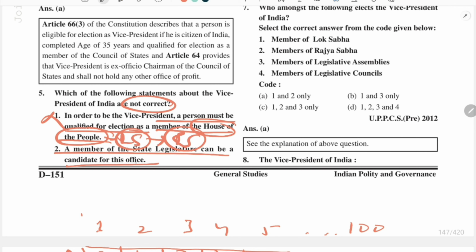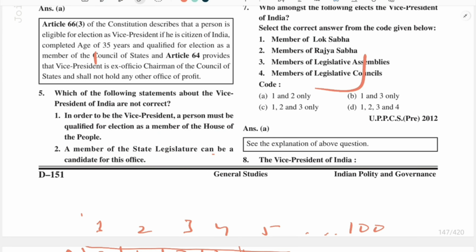A member of a state legislature can be the candidate for this office. Any person who has the basic criteria which I told you, that he must be 35 years of age, he must be a citizen of India, he must be qualified for election as a member of Rajya Sabha. If a person fulfills all these criteria, then he is eligible to be a candidate for this office. One other qualification for the post of vice president is that he should not hold any office of profit under the union government, any state government, or any local authority.